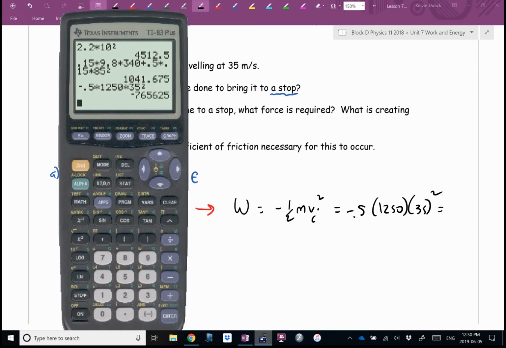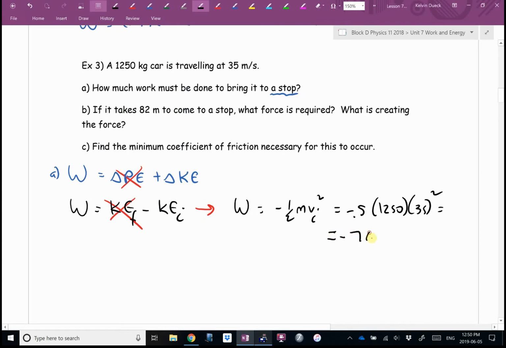I'm going to write down the whole answer. Negative 765,625 joules. Why negative? Because the car has to lose energy. This is saying how much energy does the car need to lose? You need to lose 765,625, or if instead of saying the word lose, put a negative in front of it. Okay, cool. Antonio, what's B want me to find?